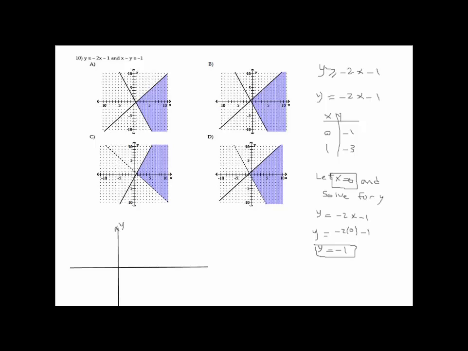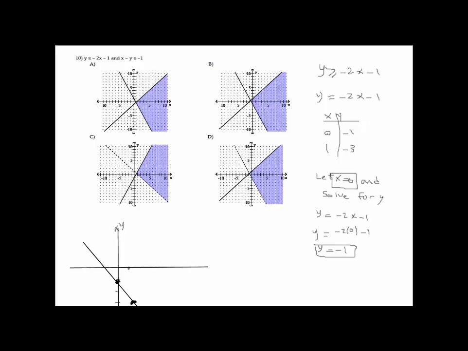So let me locate these 2 points. If x equal to 0, y is equal to minus 1. So it would be like this point here. If x equal to 1, y is equal to negative 3. So this point here. Now this says equal to, so we do use a solid line there. That would be my rough graph there, which is going to pass through those points. This point here and this point here. Okay?